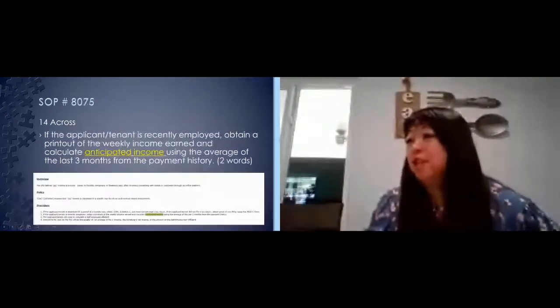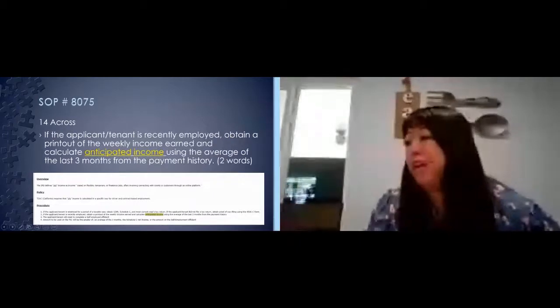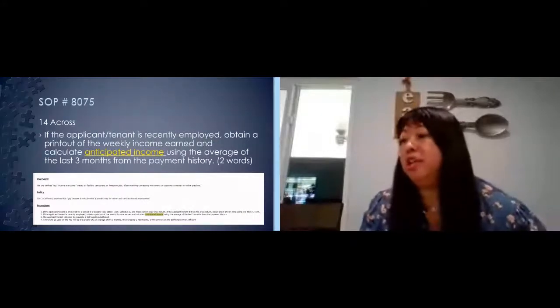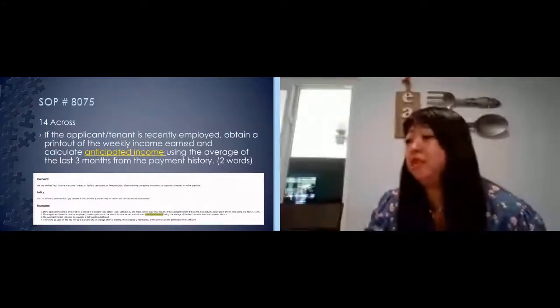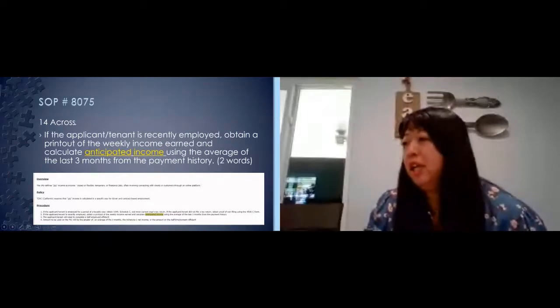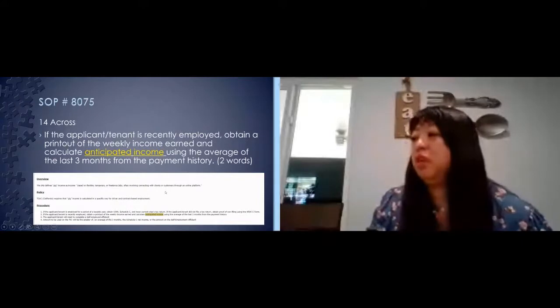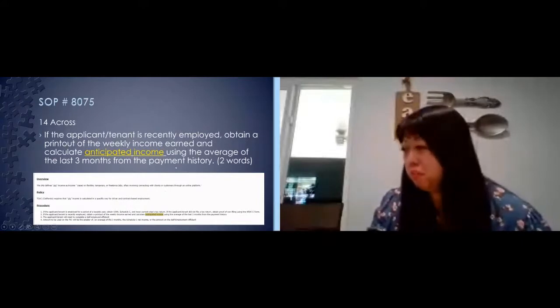Then we got 14 across. The 2 words I was looking for was anticipated income. If the applicant or tenant is recently employed, obtain a printout of the weekly income earned and calculate the anticipated income using the average of the last 3 months from the payment history. And this is for gig workers. Okay, so this is when we get the printout, and that's what we'll be using to calculate anticipated income.